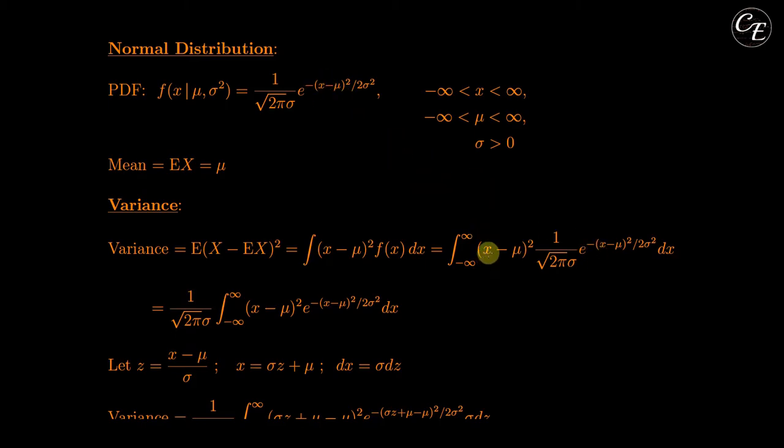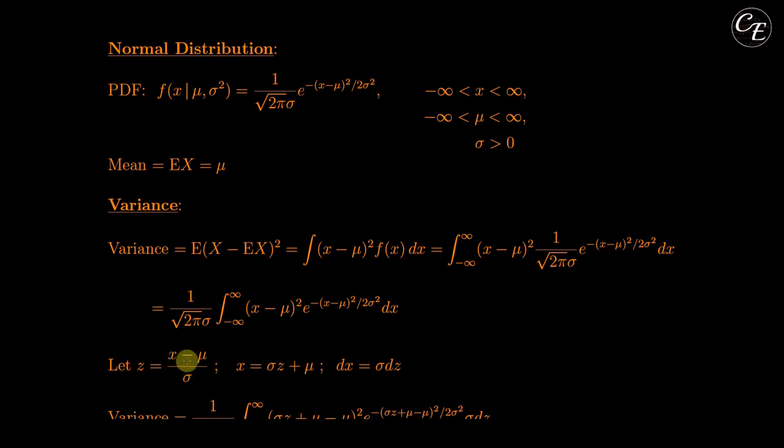Then for the limits, x is from negative infinity to positive infinity, so we have here negative infinity to positive infinity. Then we can move out this constant from the integral. Then the rest of the terms will be this one. Then let us simplify this integral using the transformation z equals x minus mu over sigma, to transform this from in terms of x into in terms of z, with a similar form that we can easily integrate.